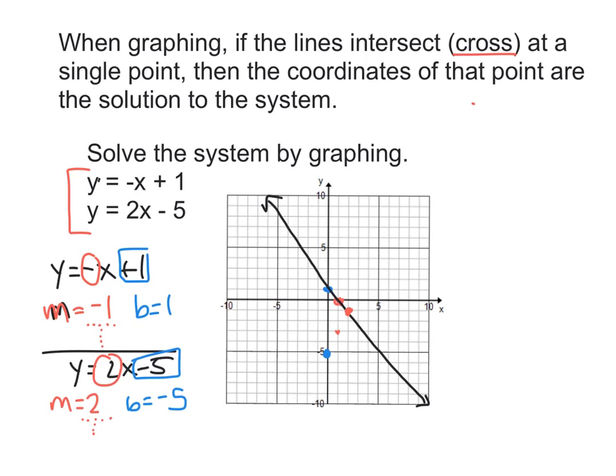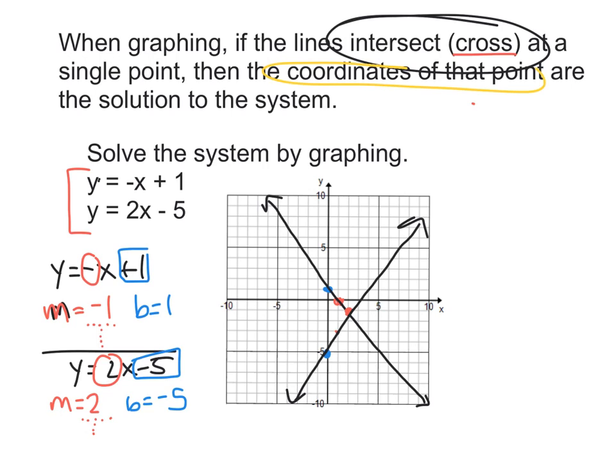All right, so now we're going to draw our other line. It's a little bit off. We're going to use a ruler in class. And what we see here is that our lines do intersect or cross. And that means that the coordinates of that point are the solution to the system. So the solution to this system will be this point right here, which is at 2, negative 1. That is the point that is true for both equations.